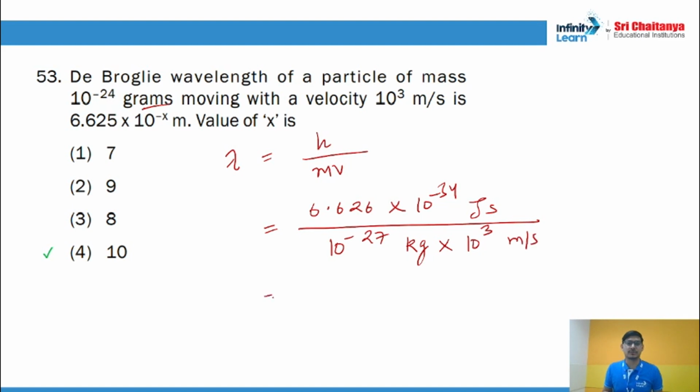All right, so this will become minus 24, and when you take this 10 raised to minus 24 in the numerator, this becomes 10 to minus 34 plus 24. So this becomes 10 raised to the power minus 10. Is that clear? So the value of x is 10. All right, so this is the correct answer.